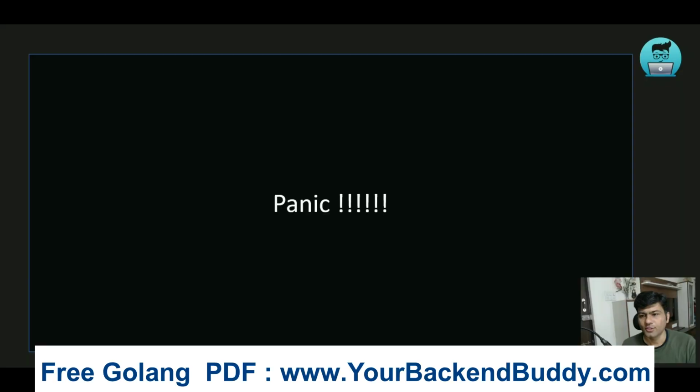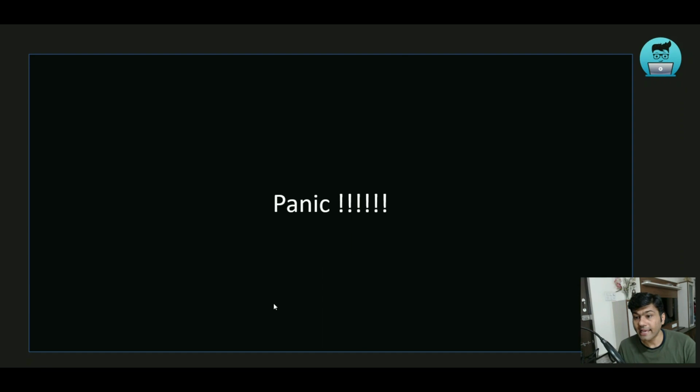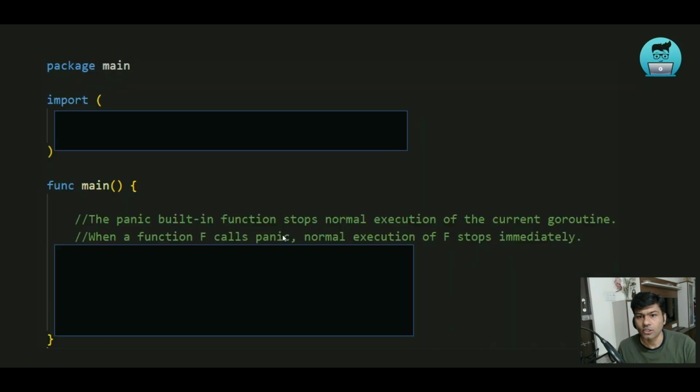Today we will learn how to use panic in Golang and what it is used for. So let's begin. Here we will see a Golang example of panic. Here package main is there, some imports are there, and a function main is there. According to the panic documentation, the panic built-in function stops normal execution of the current Go routine. So whatever the current Go routine is, its execution immediately stops.